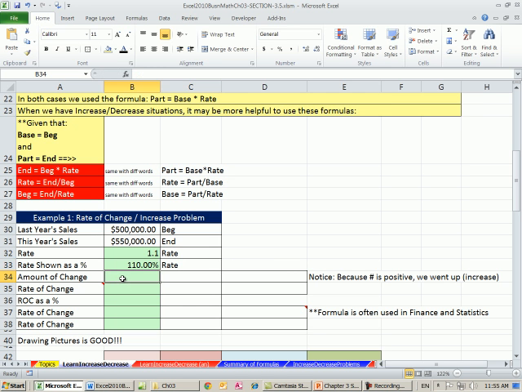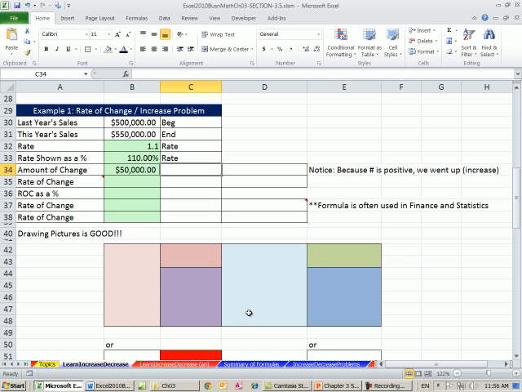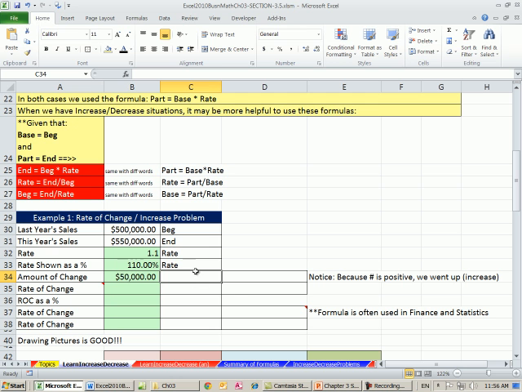All right. Now, what about the amount of change? So we went from 500,000 to 550,000. So of course we can calculate the amount of change. We say end minus begin. And from now on, this is amount of change. And this will be important, especially when we draw our little pictures. So I'm going to refer to this as amount of change, AOC.